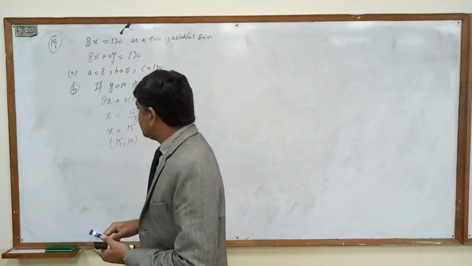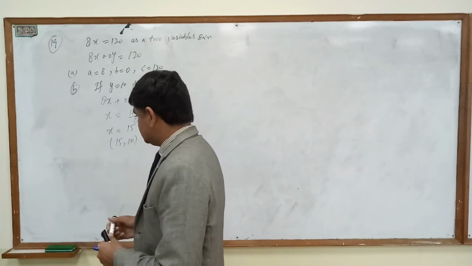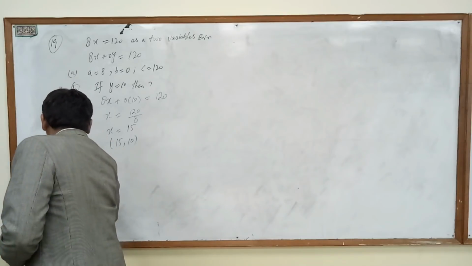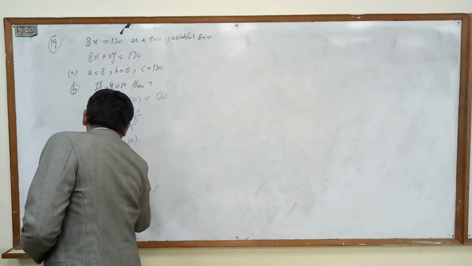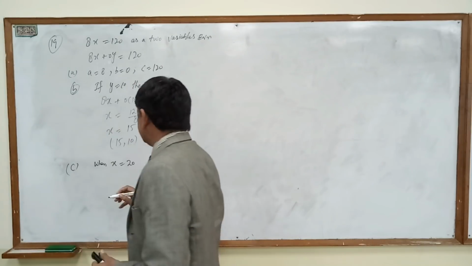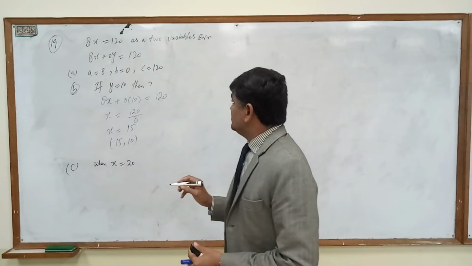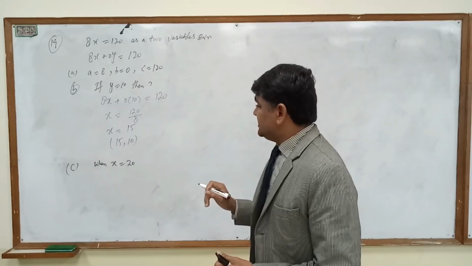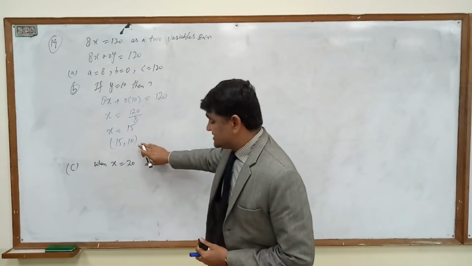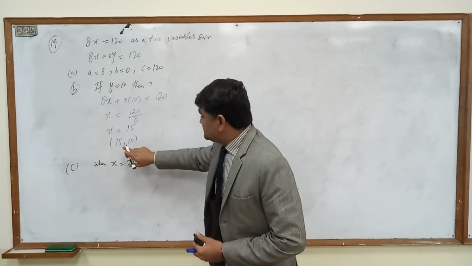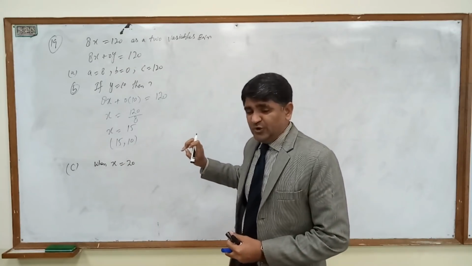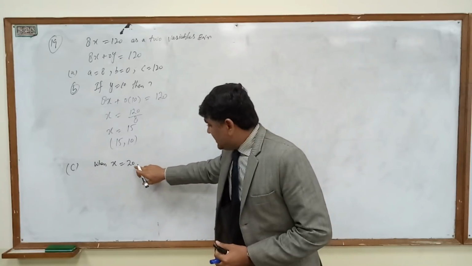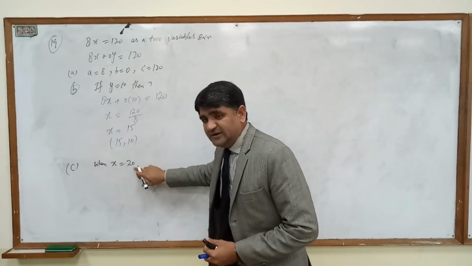What is part C? What pair of values satisfies the equation when x is equal to 20? Part C, when x is equal to 20, what pair of values can satisfy the equation? As stated, x must be equal to 15. x must be equal to 15. So here the value of x is 20.